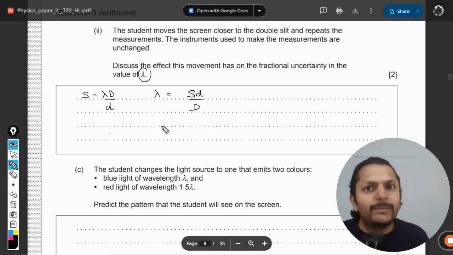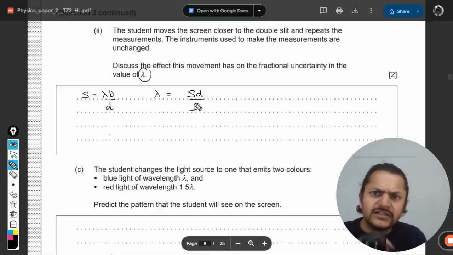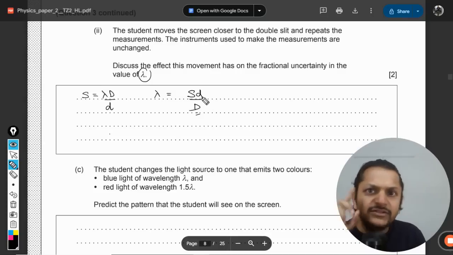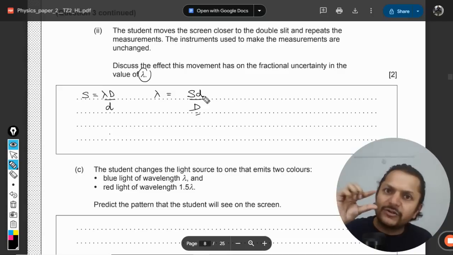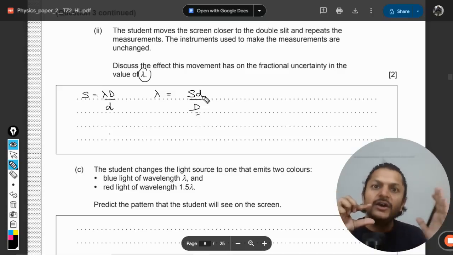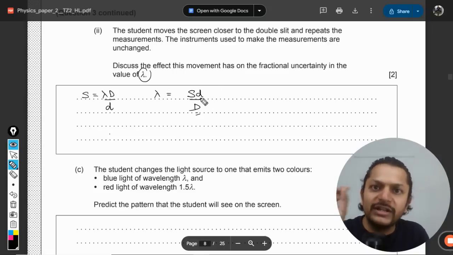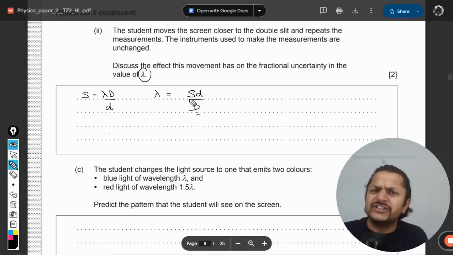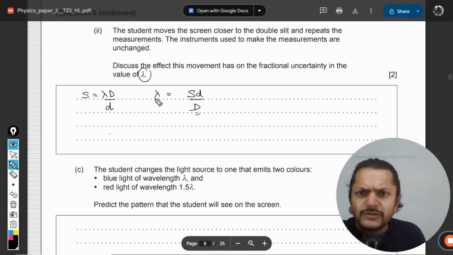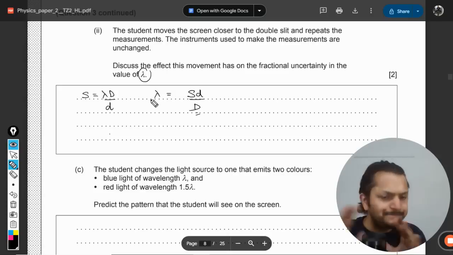On this, we are going to apply our science of uncertainty. So what are we going to do? He is changing D. So capital D is definitely changing. Small d is not changing. Small d is the distance between the two slits. That is not variable. Only the screen is moved closer to it. So capital D is showing some change, but small d is not having any change. Obviously, s will have a change, because provided that the wavelength you're using is constant, s will also be changing.